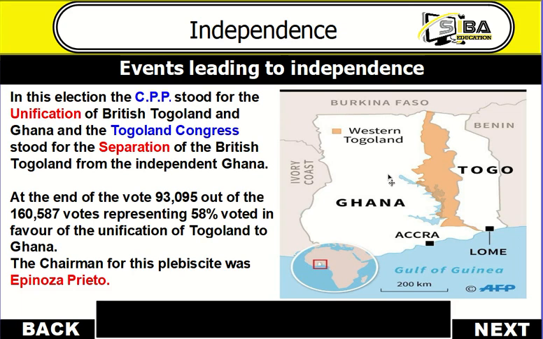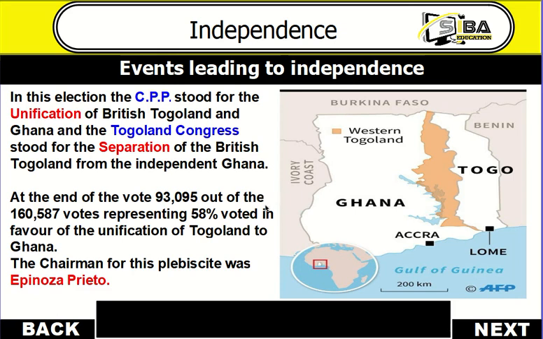At the end of the vote, 93,095 out of the total 160,587 votes, representing 58%, voted in favor of the unification of Togoland to Ghana. So what percentage voted against the Togoland joining Ghana? That will be a question I'll ask you.